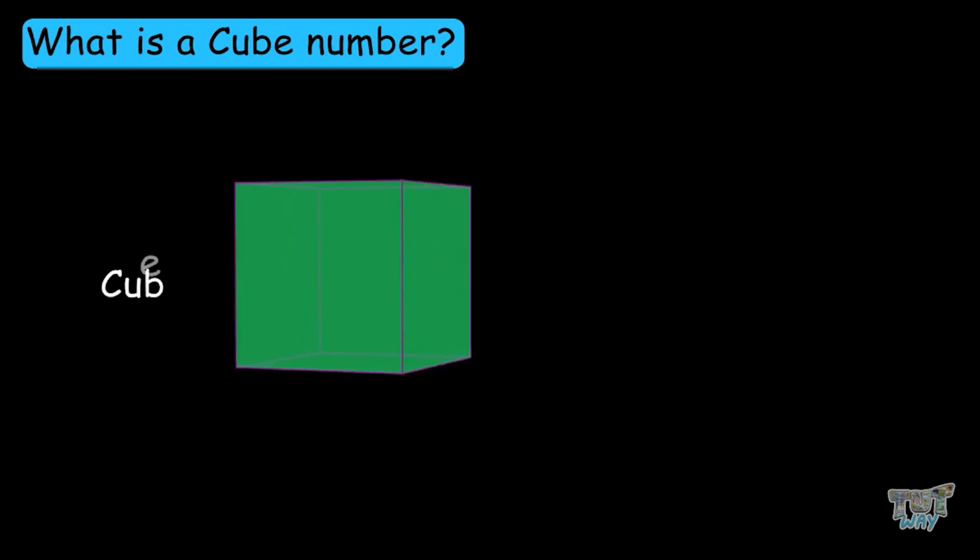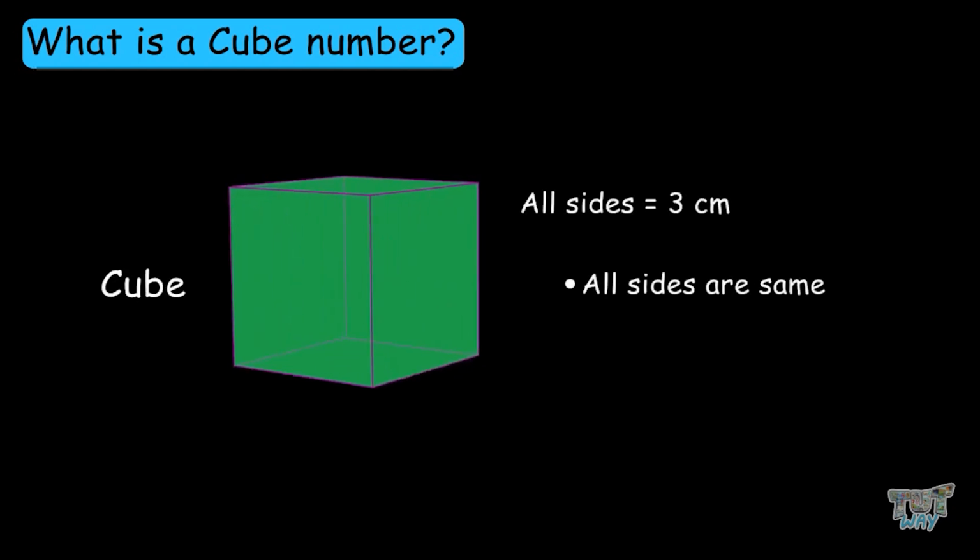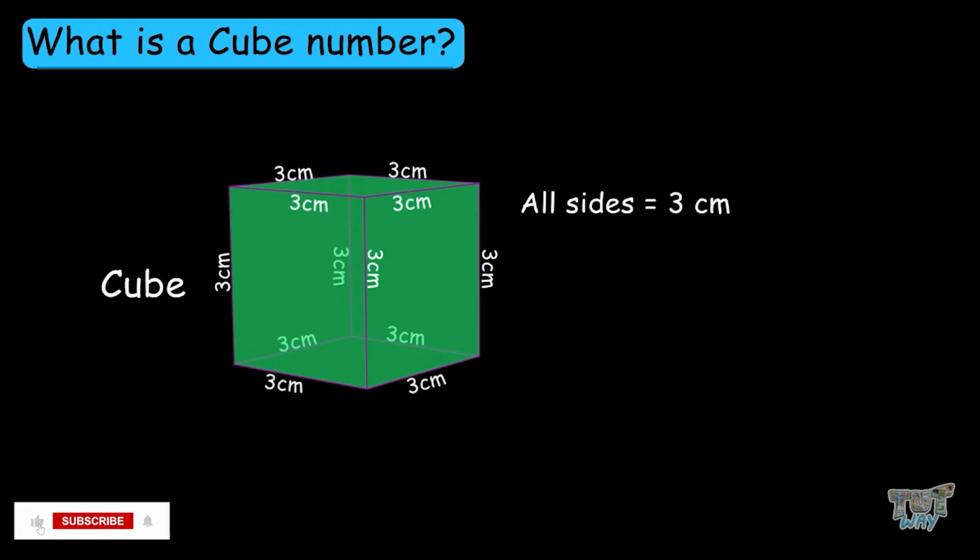Cube is a solid figure that has all sides that are the same: length, breadth, height. All sides are the same. Here we have an example of a cube. The measurement of all sides is 3 centimeters. And what is the volume of the cube? How do we calculate the volume?